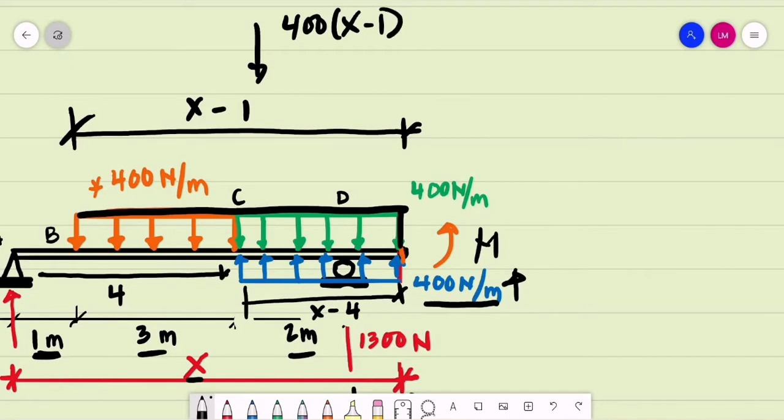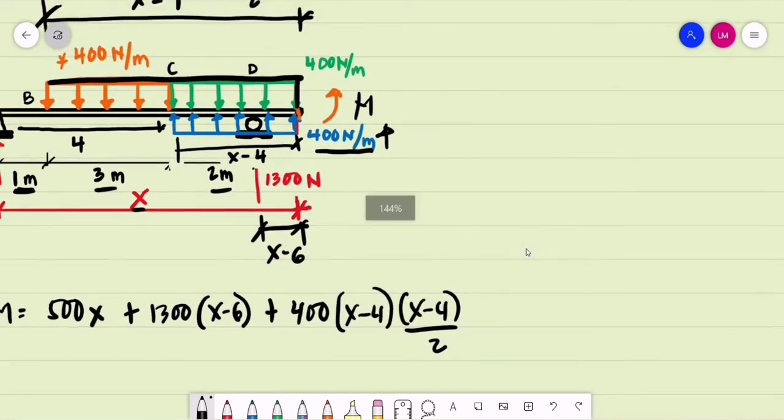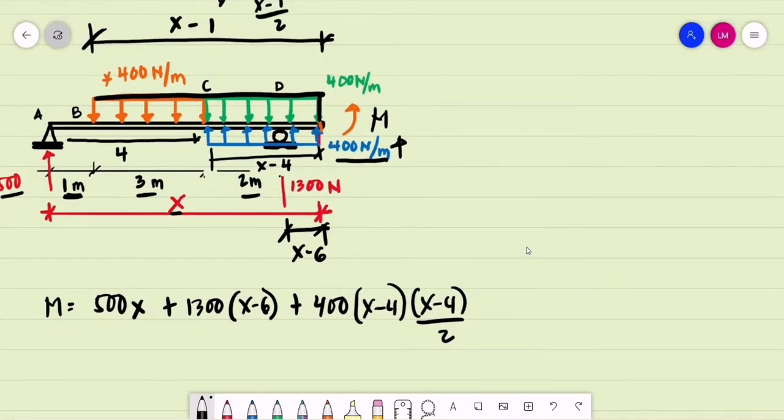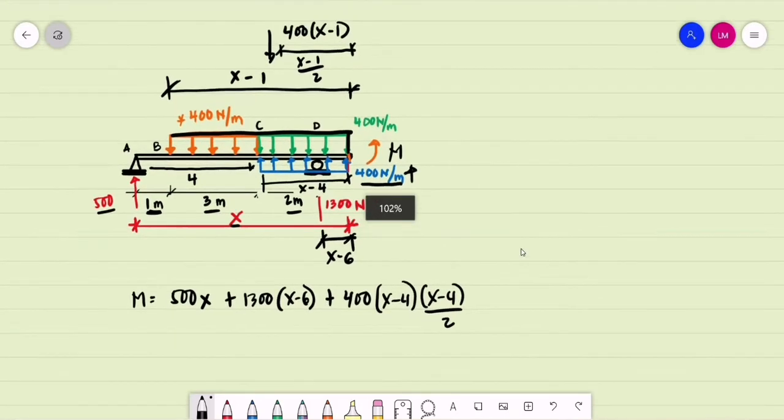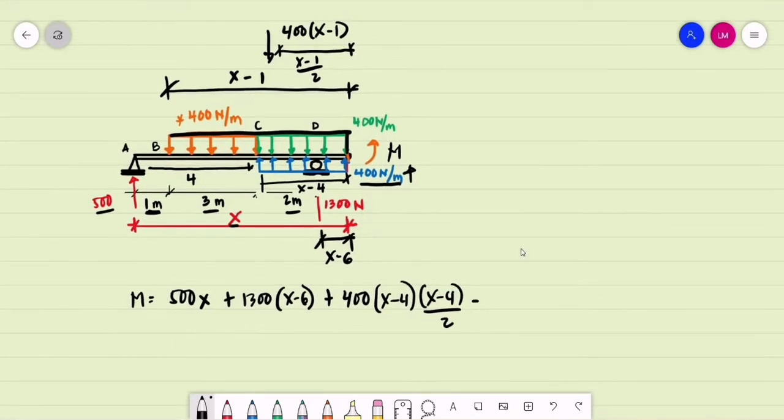What about its distance from the cut section? That is at a distance of x minus 1 divided by 2. So this is minus 400, its equivalent resultant is 400 times x minus 1. Then its lever arm, with respect to our cut section, is at a distance of x minus 1 divided by 2.